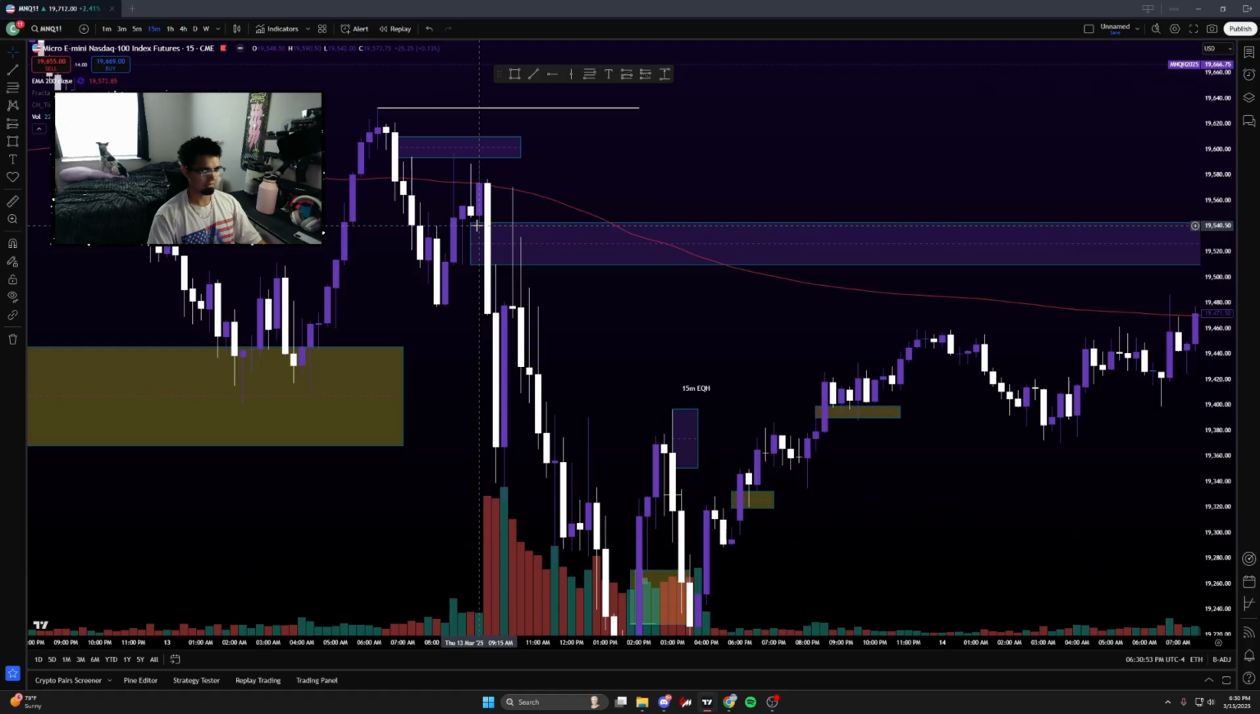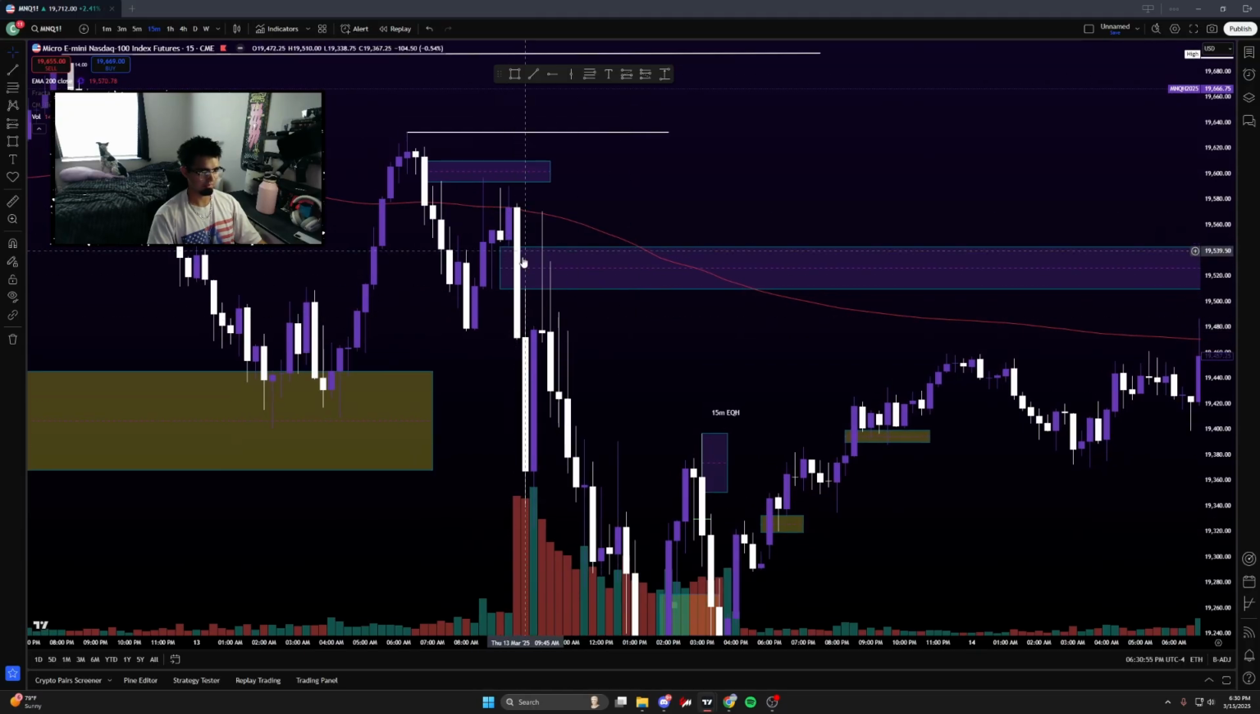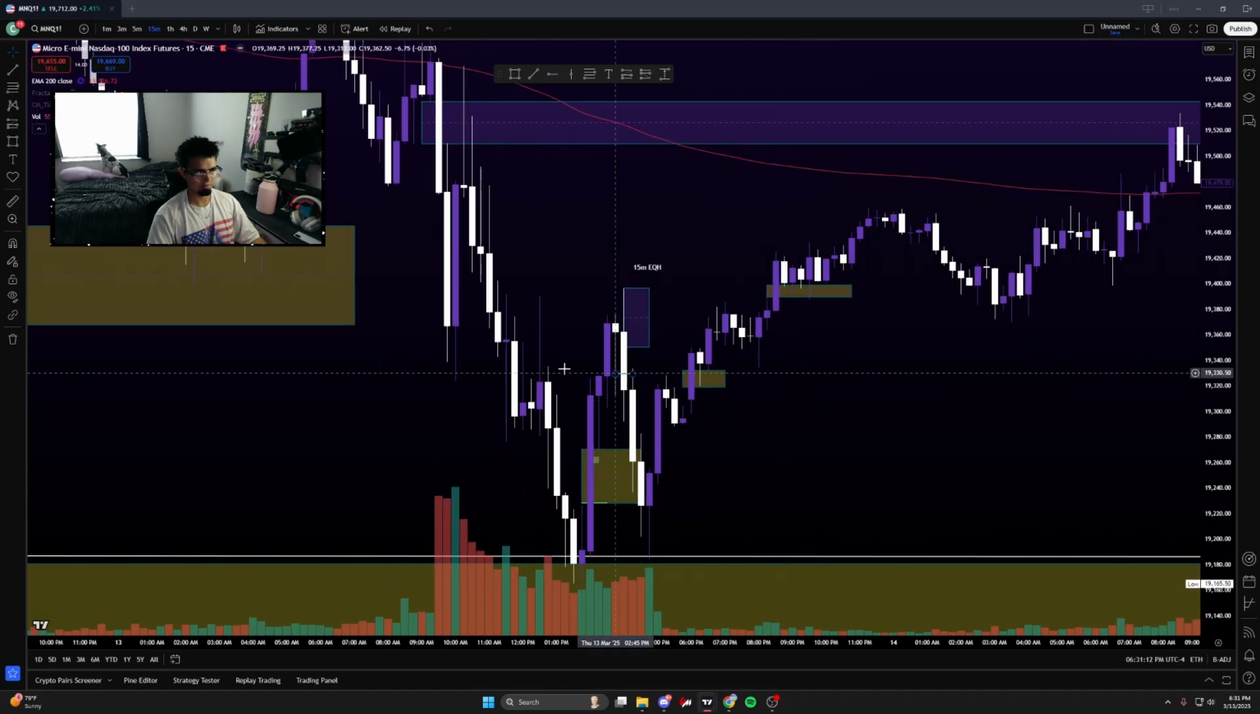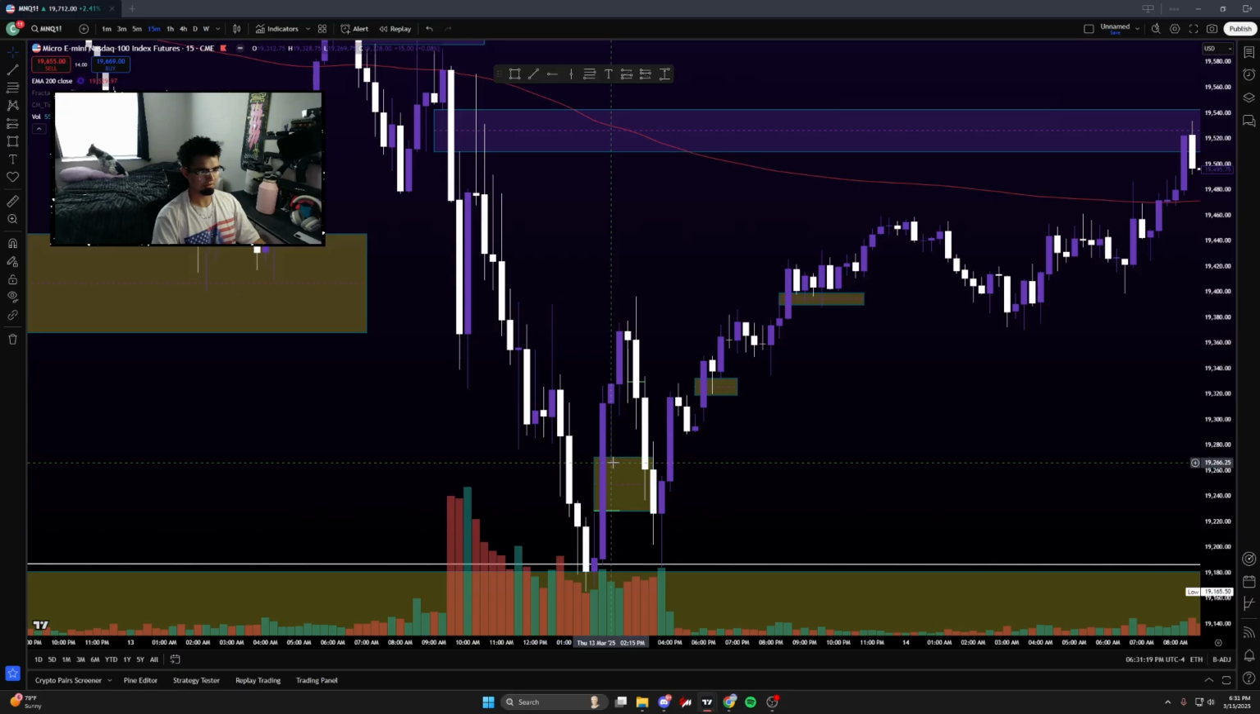But we see right here the wick, the big candle of sell orders overpowering buy orders, causing the imbalance, making it a bearish fair value gap. And we see price goes down, retraces back into it, fails to close above it, so it respects it, and we see we make a way lower low. So that's really going to be it for fair value gaps.